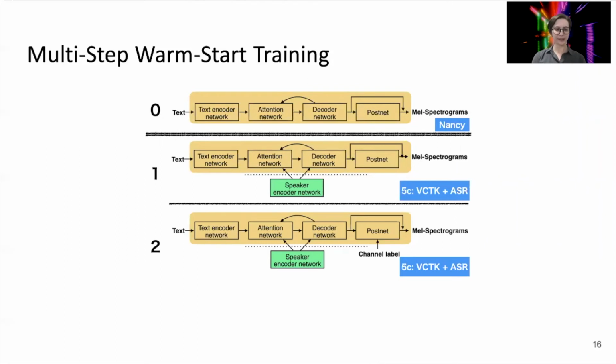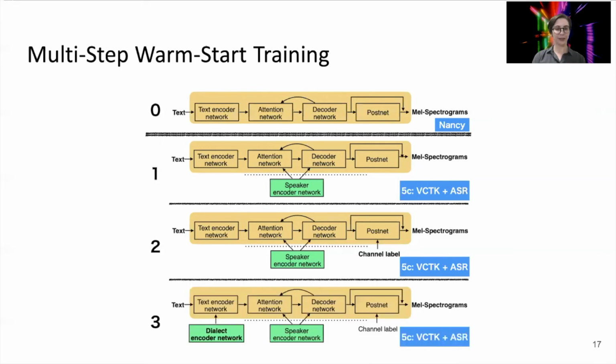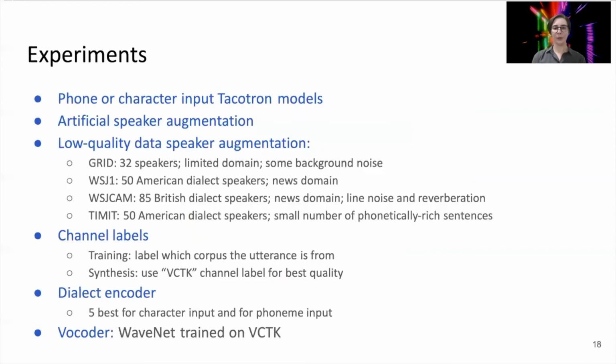Next, we add channel labels indicating which corpus each training utterance belongs to. Finally, we add dialect embeddings extracted from one of our dialect encoder networks. We conduct experiments trying both phoneme and character inputs for all models.